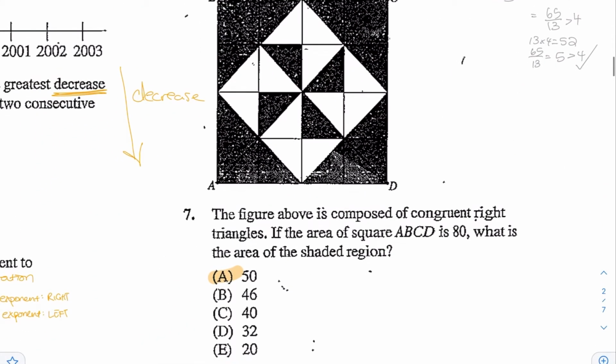All right, next for number 7, the figure above is composed of congruent right triangles. If the area of ABCD, this really big shape, is 80, what's the area of the shaded region? All right, so this figure is composed of congruent right triangles. Congruent means that all sides and all angles are equal. So if that's the case, then all these triangles are equal pieces. You could just count how many triangles there are.